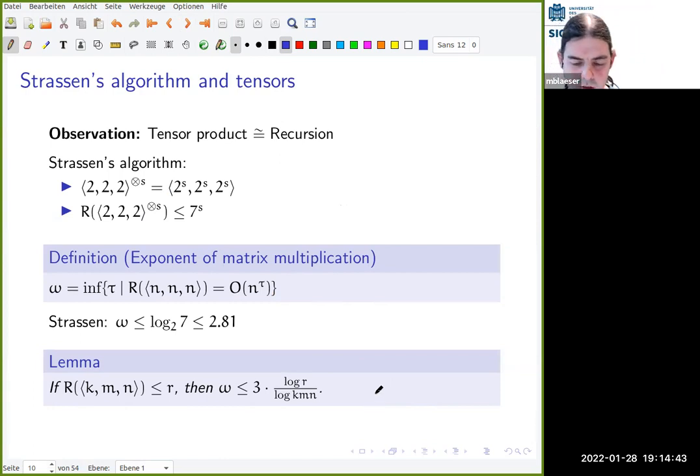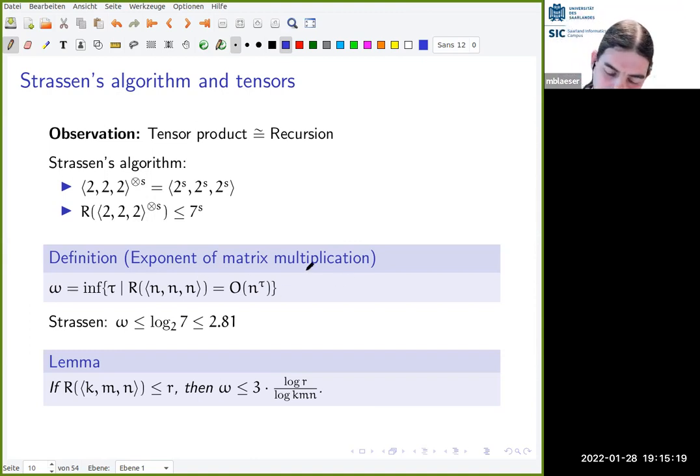setup, and now we have seen Strassen's algorithm, and you can ask, what does this mean in terms of tensors, right? As I told you before, tensor product means recursion. This essentially means if you apply Strassen's algorithm s times, then you take the s-fold tensor product of the 2 by 2 matrix multiplication tensor with itself. And this is then a matrix multiplication of size 2 to the s by 2 to the s times 2 to the s. And what you also know is that the rank is submultiplicative. The overall cost will be simply 7 to the s.